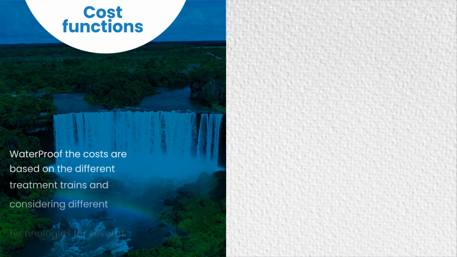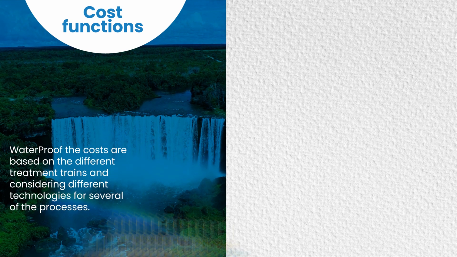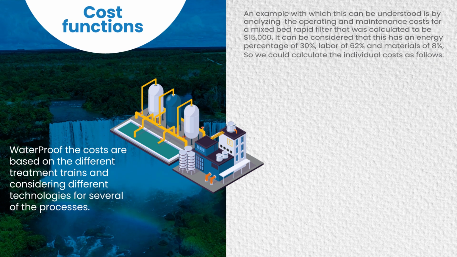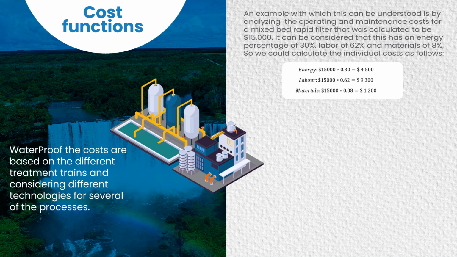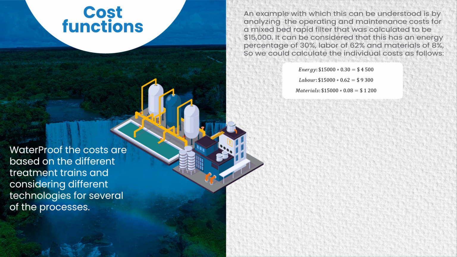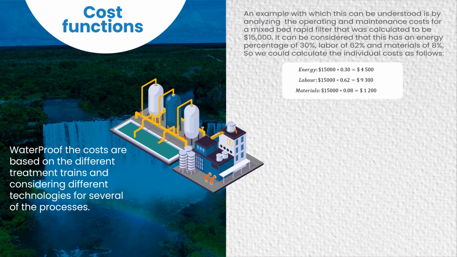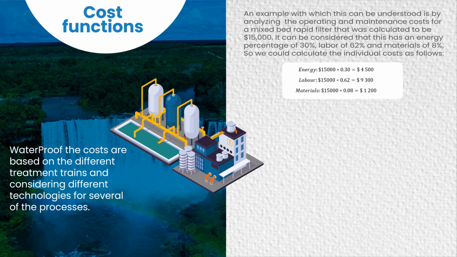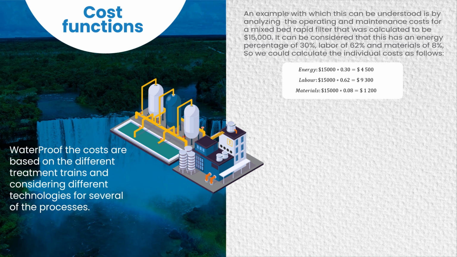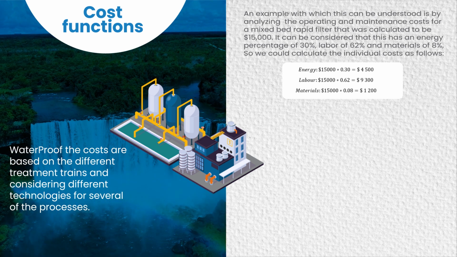So, in Waterproof the costs are based on the different treatment trains and considering different technologies for several of the processes. An example with which this can be understood is by analyzing the operating and maintenance costs for a mixed bed rapid filter that was calculated to be $15,000. It can be considered that this has an energy percentage of 30%, labor of 62%, and materials of 8%. So we could calculate the individual costs as follows.